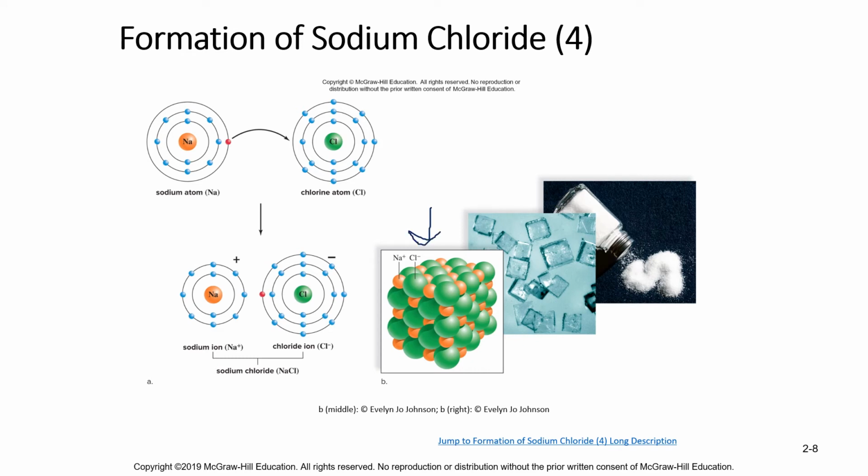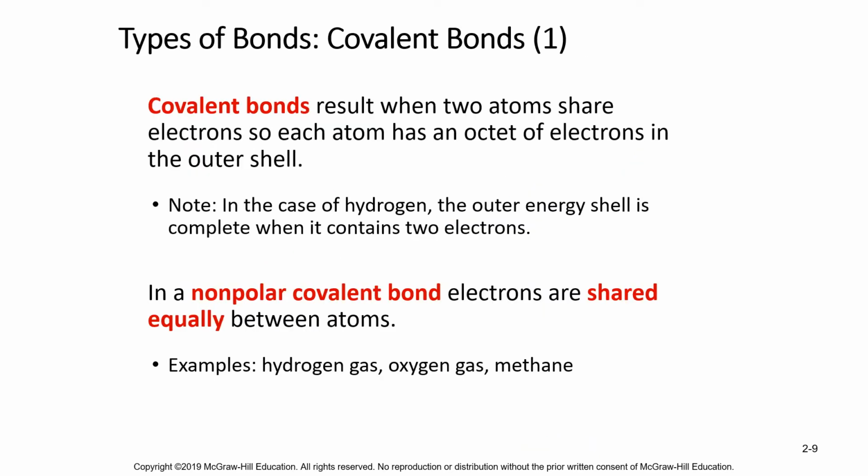So here's table salt. It's a crystal of sodium and chlorine, I should say. Here's what it looks like under the microscope. And again, it is table salt. So that's an ionic bond.